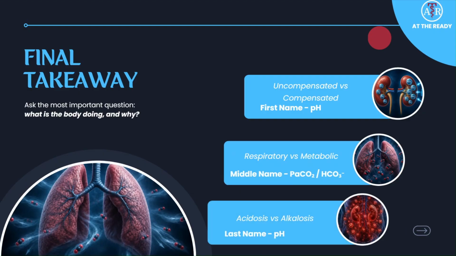So here's the takeaway. When you read an ABG, solve it backwards so you can name it forwards. Use the pH for the last name, use PaCO2 or bicarb for the middle name, and use compensation for the first name. Then ask the most important question: what is the body doing and why? If you want, in the next video, we can build on this and go deeper into compensation, mixed disorder, and more practice examples.